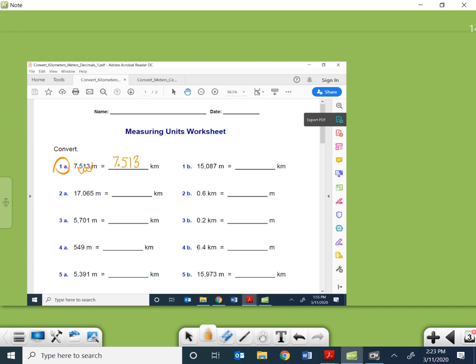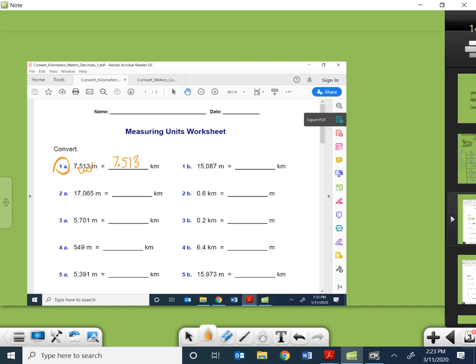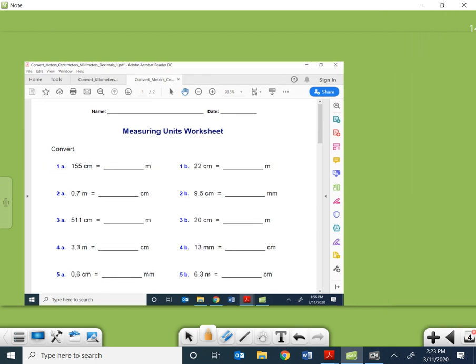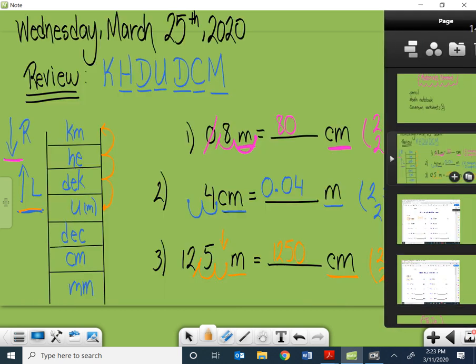just meters and kilometers. Then your second worksheet looks at the other 3: centimeters, meters, and millimeters. Okay, let's also do one over here. Let's do 1A, and now I've got 155 centimeters, and I'm going to meters. So let's go back to here. Let me erase this.